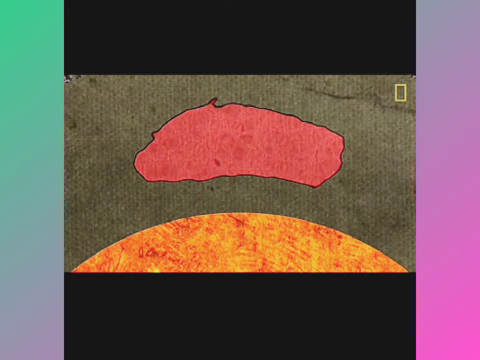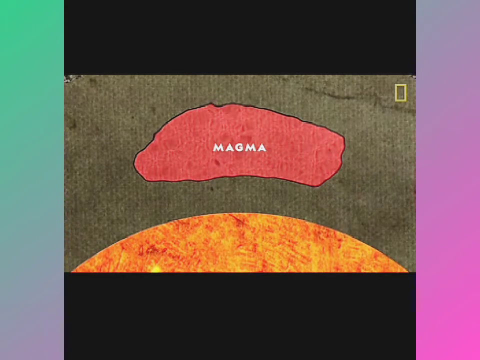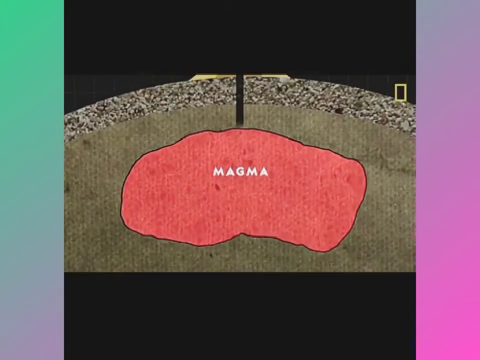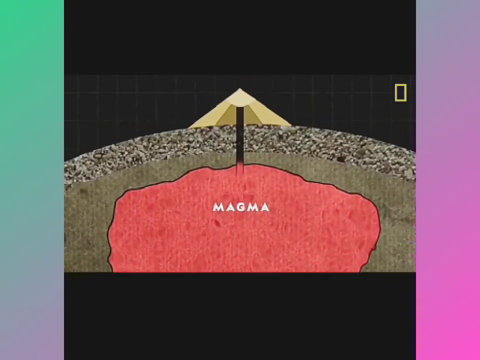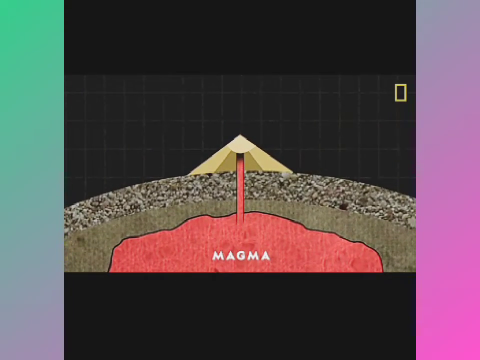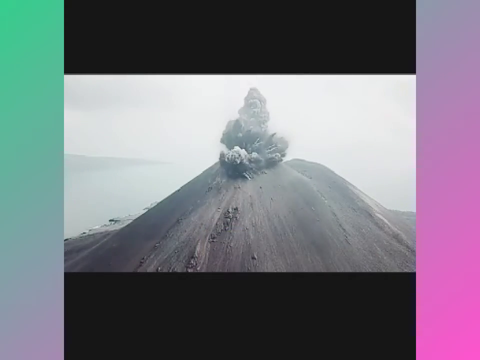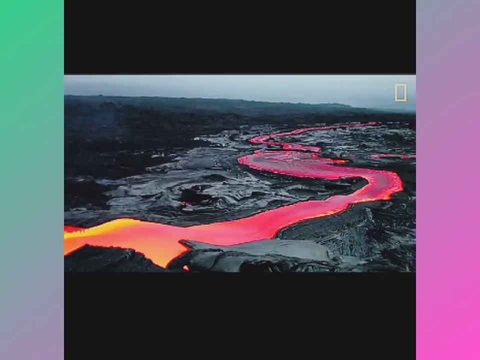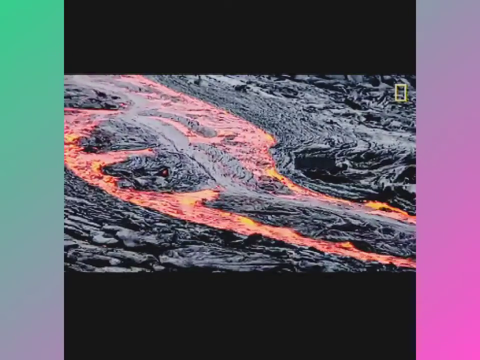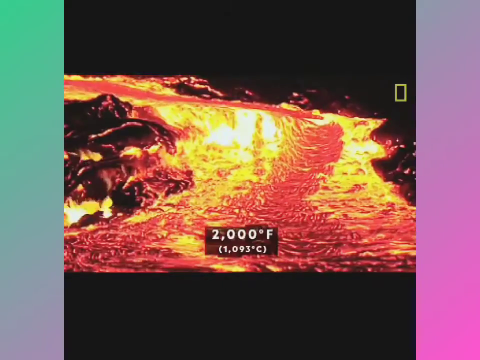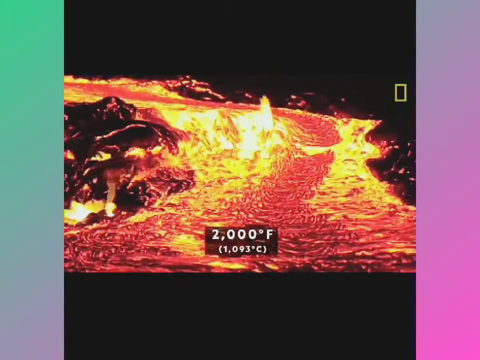This molten rock, or magma, is lighter than the surrounding solid rock layer, so it rises through the mantle. The magma then escapes through vents in the Earth's crust, causing volcanic eruptions. Now above ground, this magma is referred to as lava, and it can reach temperatures of over 2,000 degrees Fahrenheit.